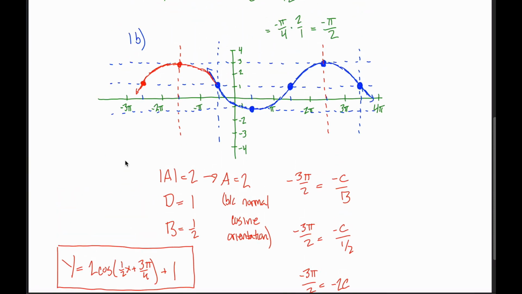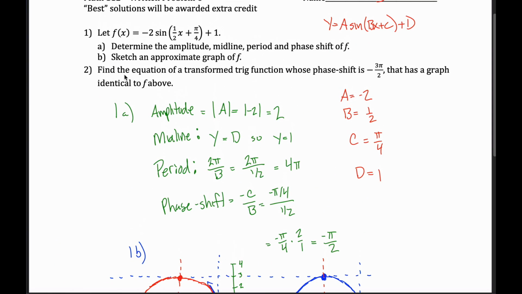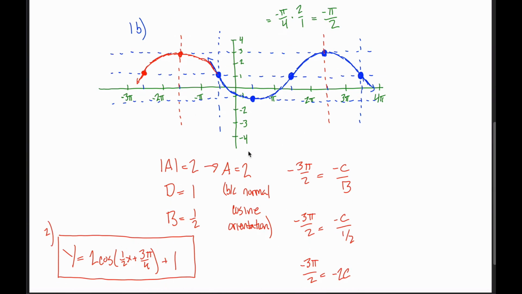This equation has a graph identical to what we originally drew in blue up here. However, it has a phase shift of negative 3 pi over 2, as we were instructed to use for part 2. So that's the answer, and that's the end of this video.